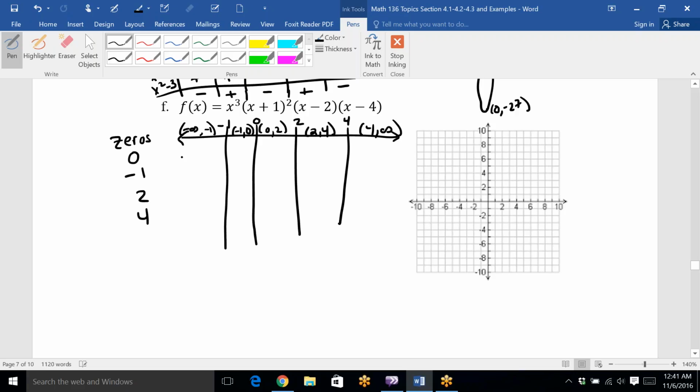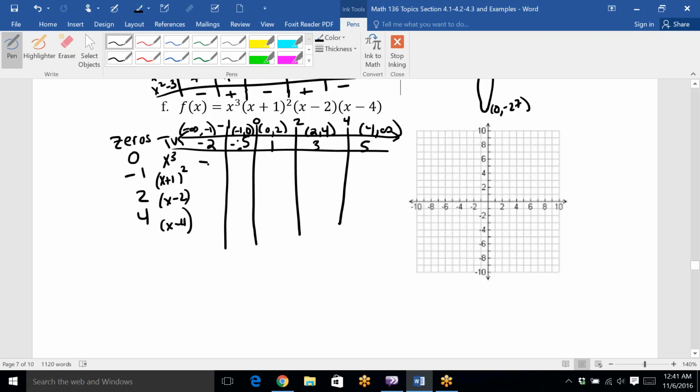We have to put all of our function over here on the side for our test value to be tested. So x cubed, x plus 1 squared, x minus 2, x minus 4. Test value for this region, I can use negative 2, negative 0.5. This one would be a positive 1. That would be 3. And this could be 5. So we're just picking our test values.